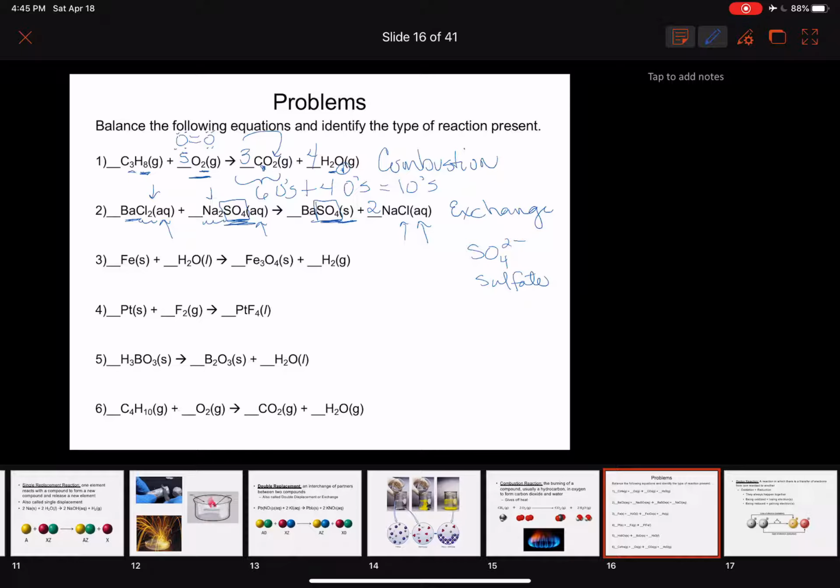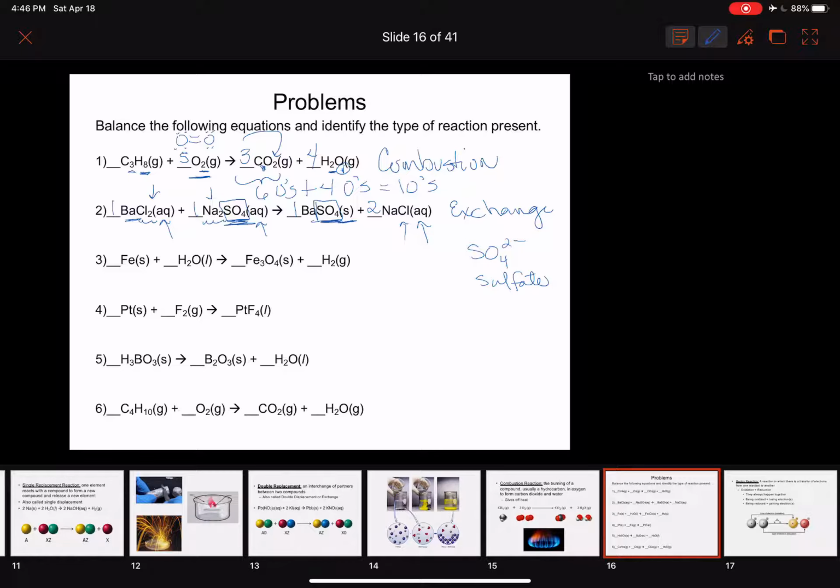Now, it looks like everything's balanced here. We've got 1 barium on each side, 2 chlorines on each side, 2 sodiums on each side, and 1 sulfate on each side. So you guys can draw the 1s in the coefficient lines if you need to, but remember you don't have to if it's a 1.